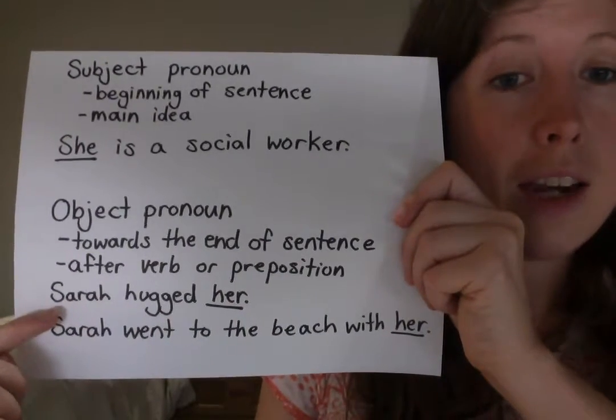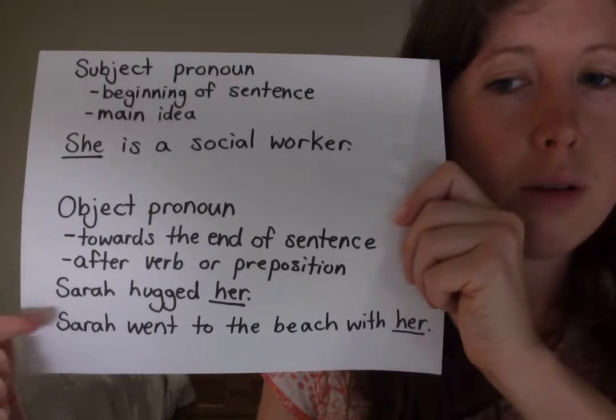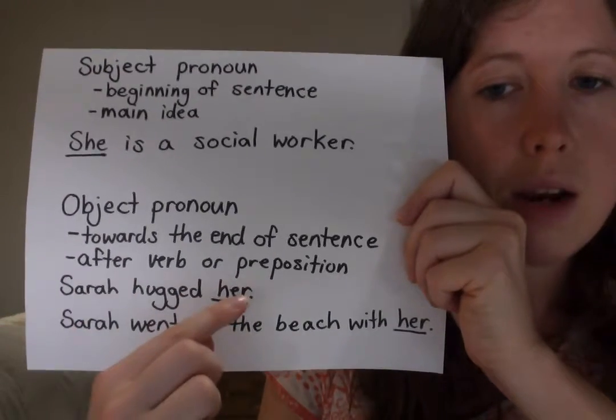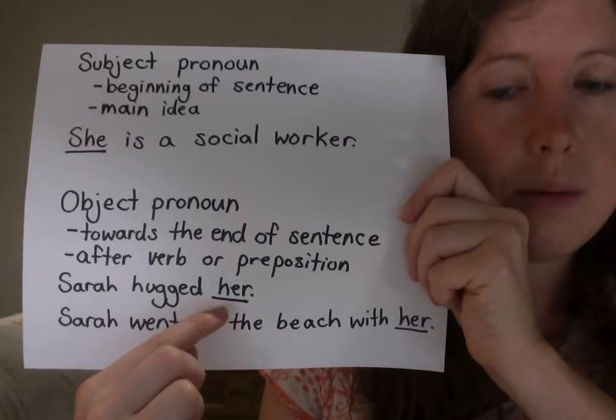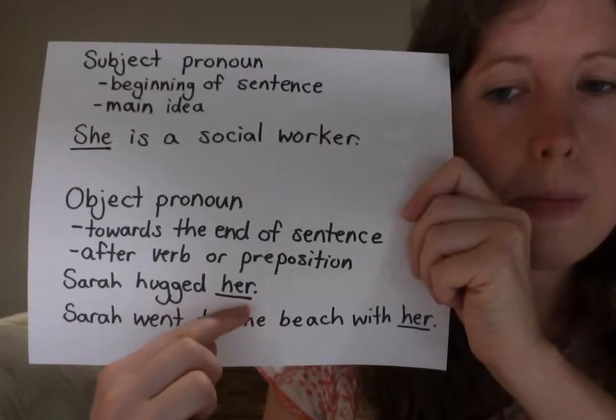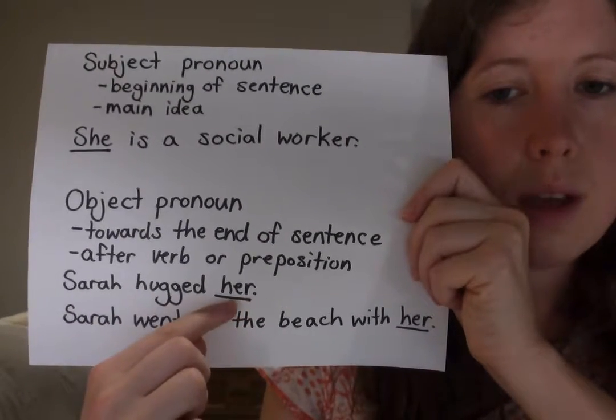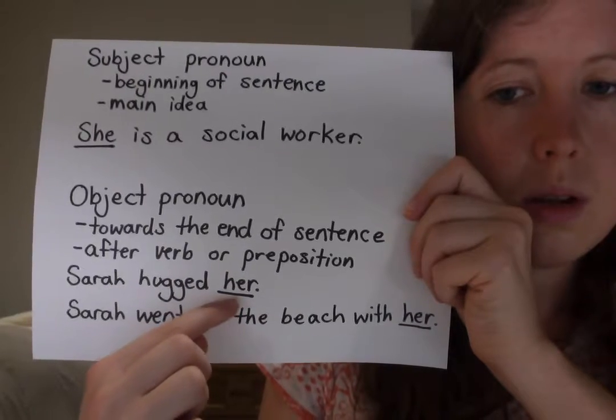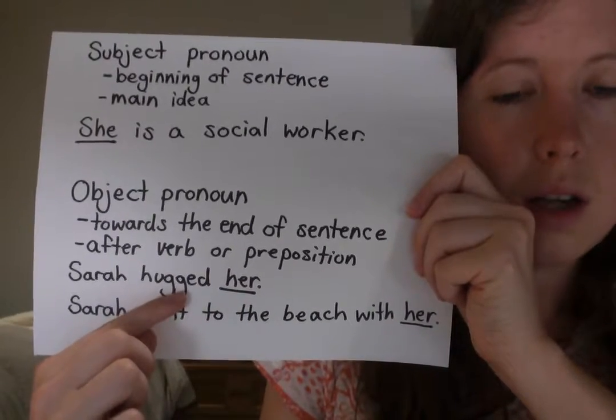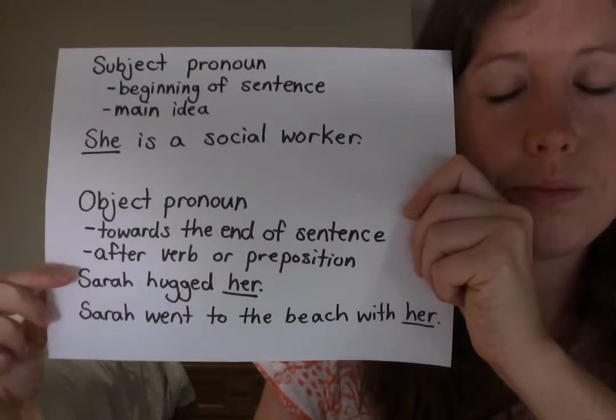Here, we're going to add another person in. Let's call her Mary. Sarah hugged Mary. We can take out Mary and replace it with her. Sarah hugged her. So notice that we use the object pronoun here because it comes after a verb, hugged. It's an action, something we can do.